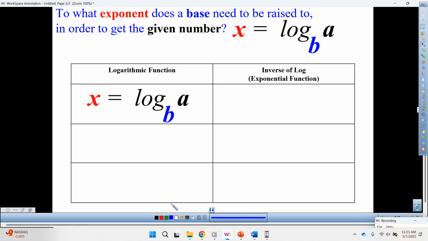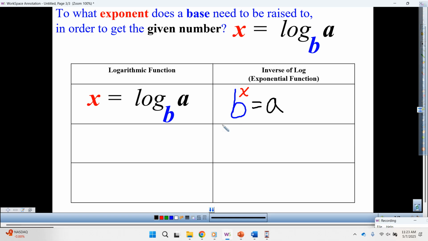Here it goes. I'm going to transform this log into an exponential function. Question. What is my base, everyone? B. So I write B. What is my exponent? X. And all that to give us what given number, everyone? A is correct. We just transformed a log into an exponential function. So far so good, yes?